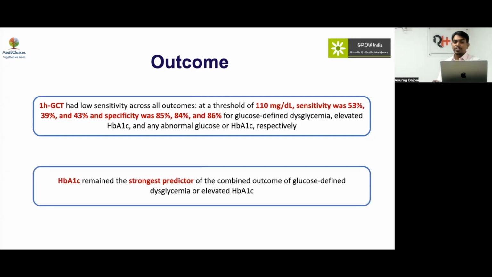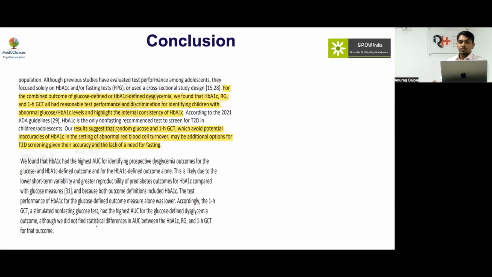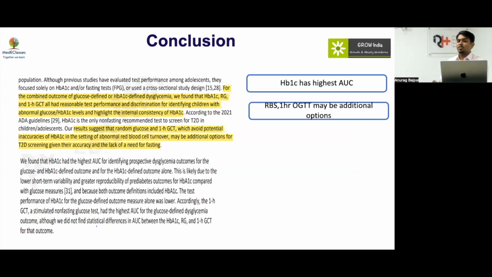HbA1c remained the strongest predictor of the combined outcome of glucose-defined dysglycemia or elevated HbA1c. But it is also not good enough. So what they are basically saying is that you have to do everything. You have to do a fasting. You can't miss the fasting value. That is very important. So if I conclude this study, HbA1c had good specificity but very low sensitivity, and the RBS and 1 hour OGTT can give additional benefits if HbA1c is not possible, where hemoglobinopathy is present.